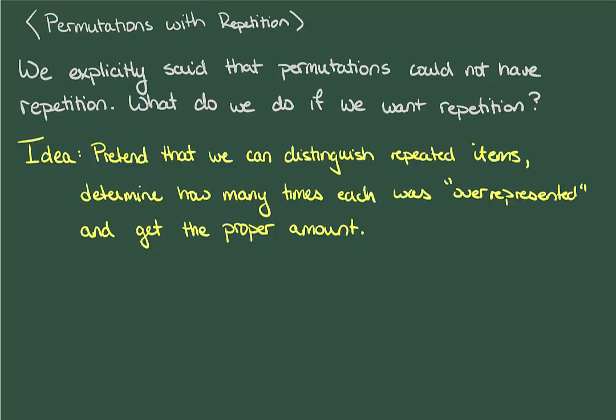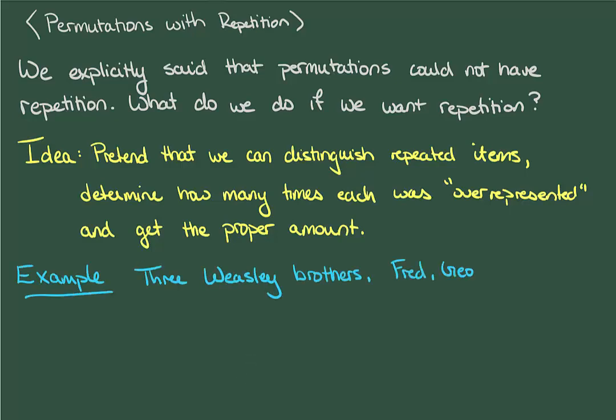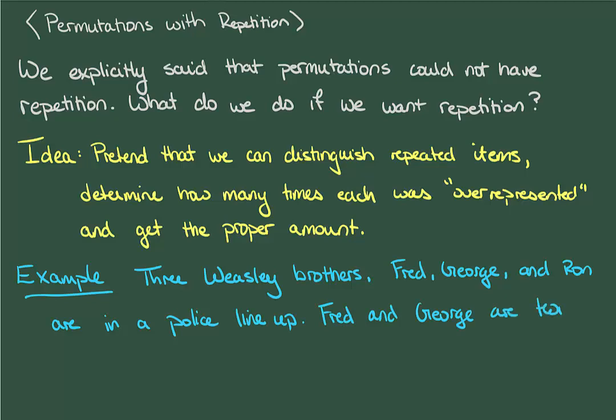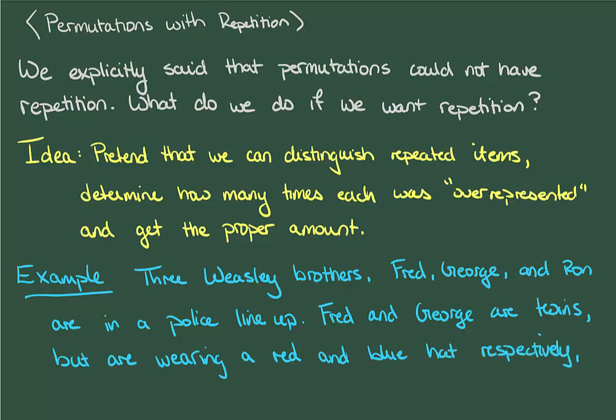Now, this is a useful tool to have in your tool belt anyway, but this is the first time that we're going to use it. As written, this probably isn't super clear, so let's set up an example to see what we mean. Let's suppose there are three brothers, Fred, George, and Ron, and they're in trouble with the law. Now, Fred and George are identical twins, but luckily, they are wearing different colored hats, and this will allow us to distinguish them.